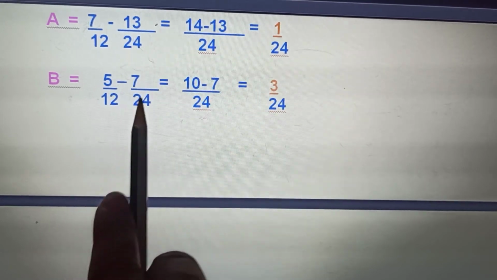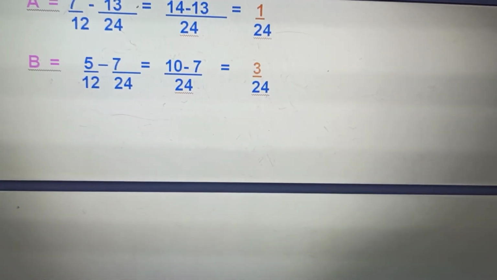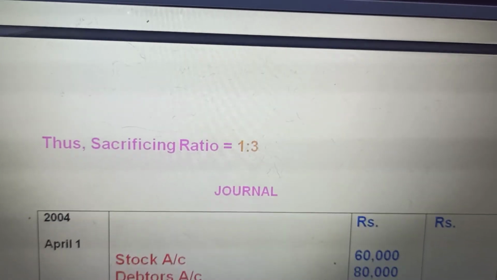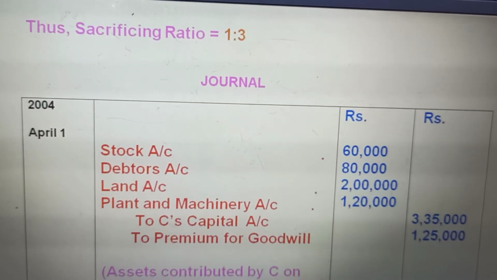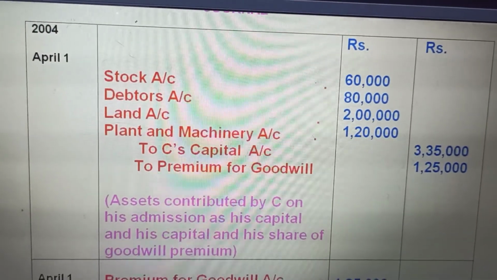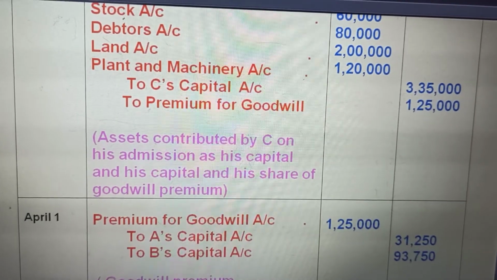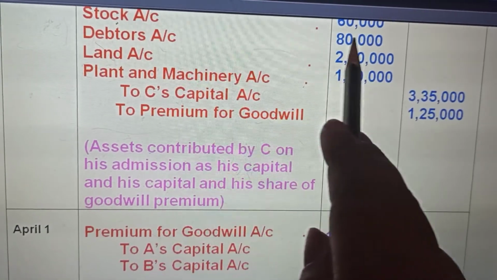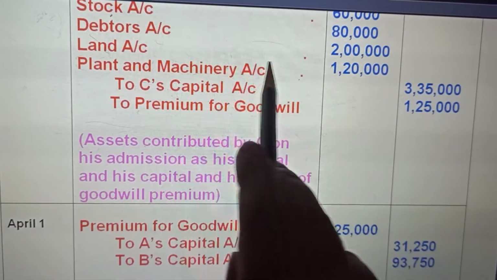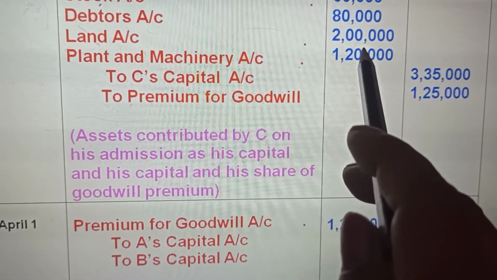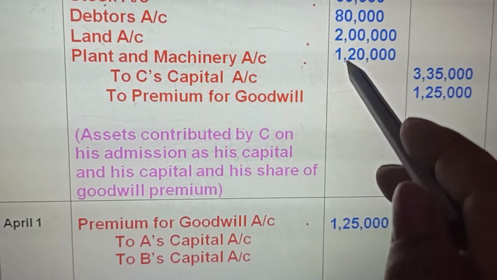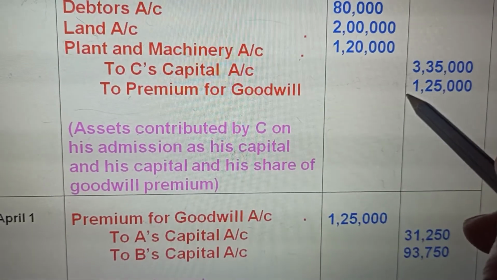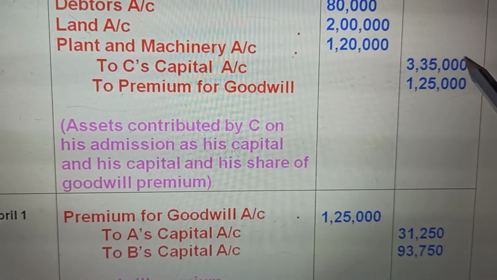B's old ratio minus the new ratio. This is the sacrifice ratio. The sacrifice ratio becomes 1:3. Now let us come to the accounting treatment of goodwill brought in kind. Capital and goodwill are brought in kind. He gets stock 60, debtors 80, land 2 lakh, plant and machinery. I told you all the assets will be debited. There is no problem in that. Whatever he gets, assets will be debited. The liabilities are credited. Whatever we have calculated, the goodwill, and the balance is the amount of capital.